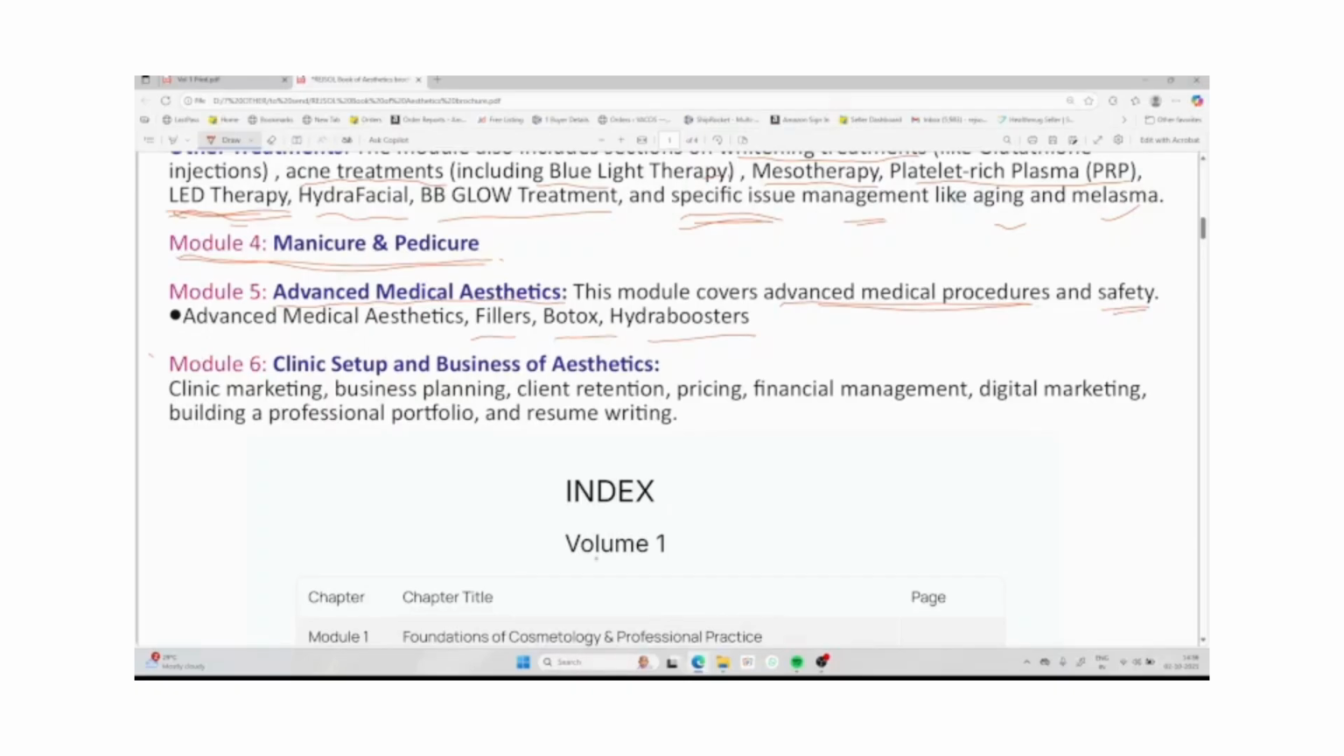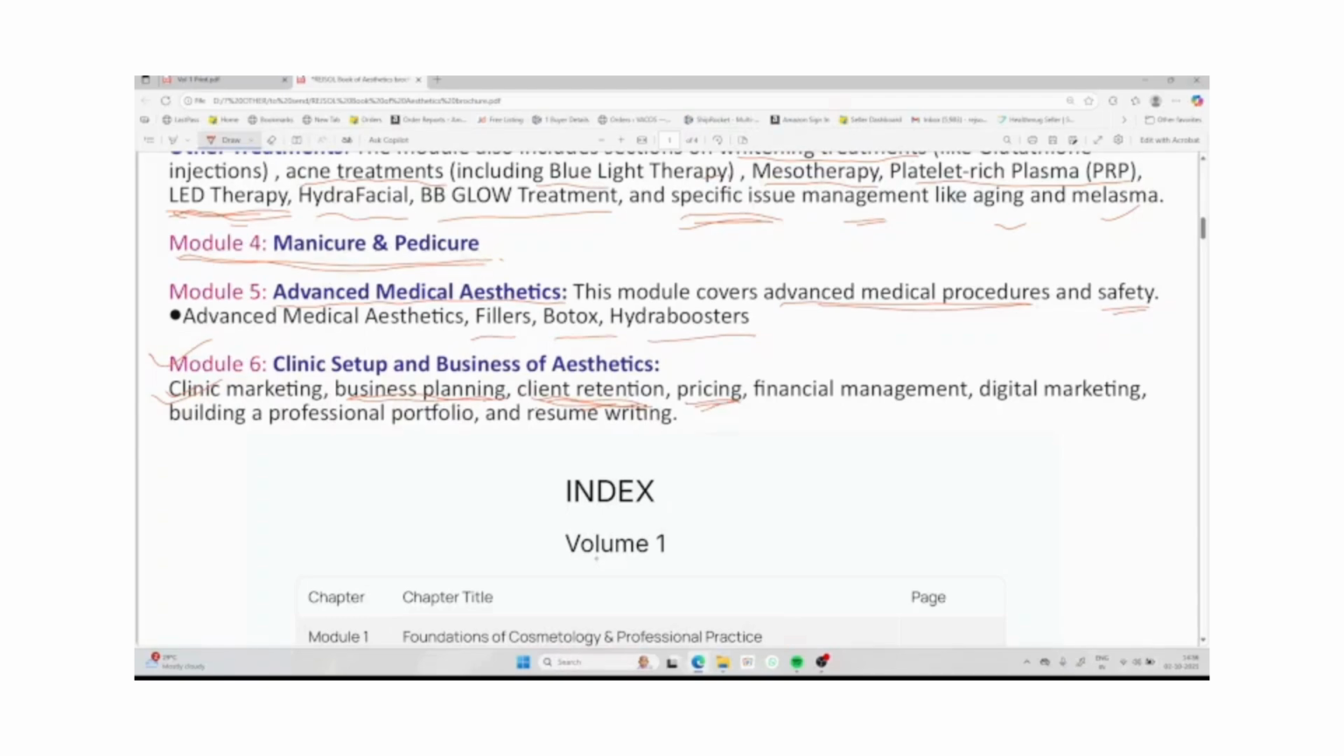Now module 6 is most important from the business point of view. What are the different methods of clinic marketing? So if you have learned everything in aesthetic medicine, now how to get benefit out of that. So clinic marketing, business planning of your clinics or the aesthetic centers, and client retention: whatever walk-ins are there, how you can retain the client.